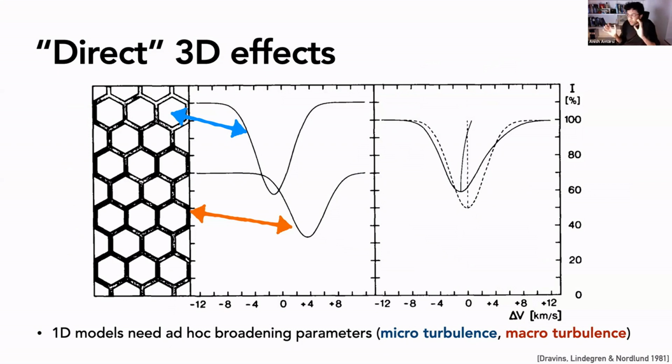And if we now look at what happens to the spectral lines because of that, it can be helpful to distinguish between direct and indirect 3D effects. So if you like, this is a direct 3D effect.